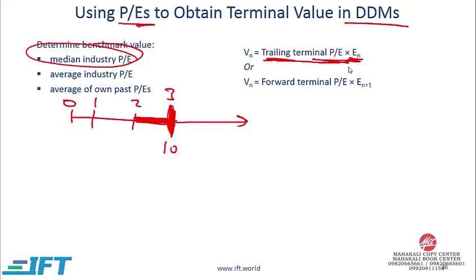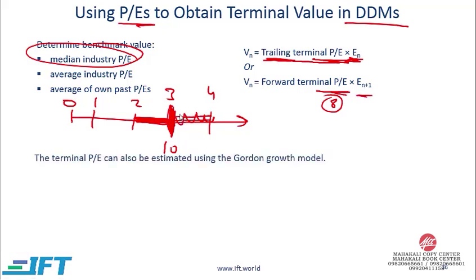Or if you want to come up with an estimate for year 4, but you are coming up with a valuation at the end of year 3, then you would take the forward PE, an estimate of the forward PE, which might be say 8, and multiply that by earnings for year 4. The terminal PE can also be estimated using the Gordon growth model, and we've done this enough times.